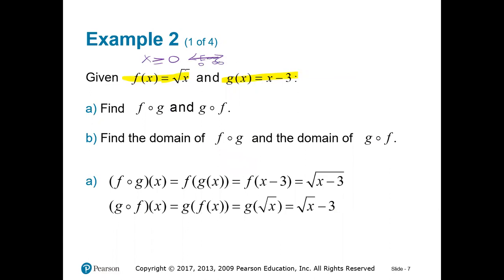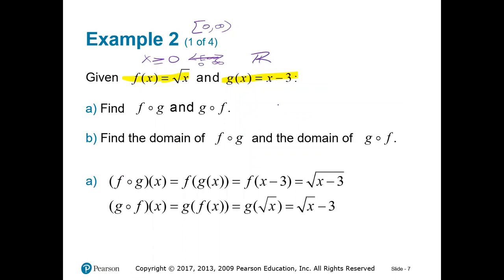So when I write the interval notation for this one, it's going to be bracket 0, positive infinity. That's the restriction on that function. This function here, though, is x minus 3. It's just a polynomial. It doesn't matter what I plug in for x, I'm going to yield a real number. So its restriction, there is none. It's all real numbers. So let's find the f of g and g of f.